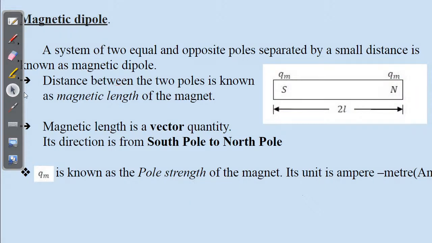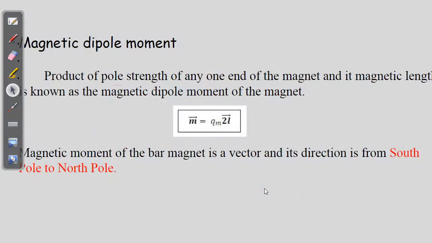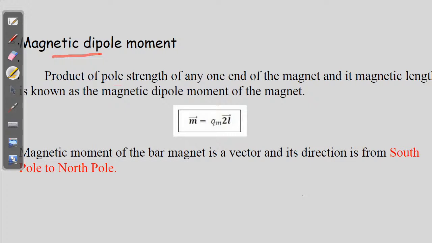Now let's move on to the next slide. Now we have discussed electric dipole moment, which was the product of the magnitude of any one of the charges and the distance between the charges. Similar to electric dipole and electric dipole moment, I can explain the properties associated with the magnetic dipole with the help of a property called magnetic dipole moment.